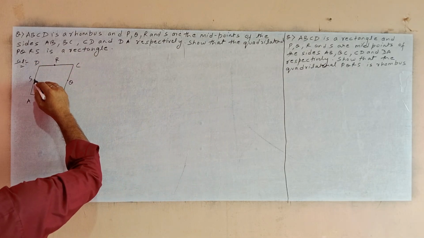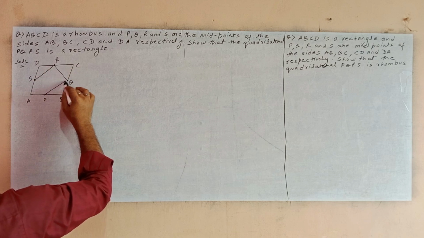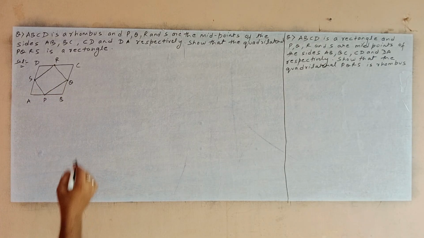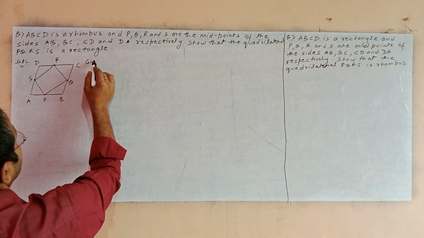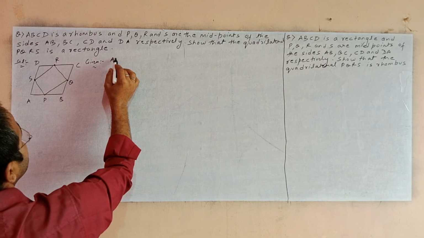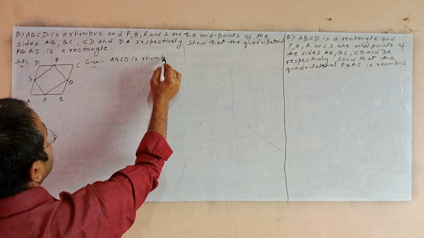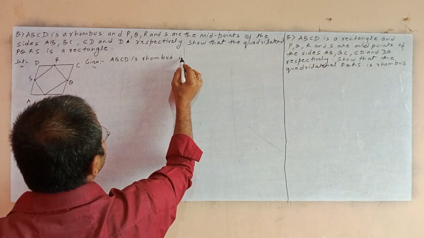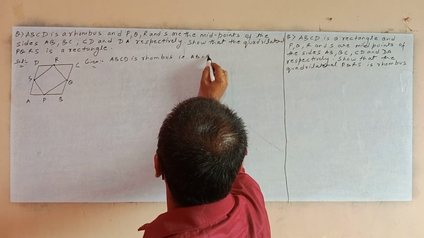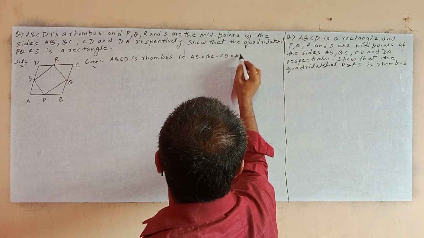You have to prove that quadrilateral PQRS is a rectangle. So here, what is given? Write down, given is ABCD is a rhombus. It means AB is equal to BC is equal to CD is equal to AD. First thing this will be.